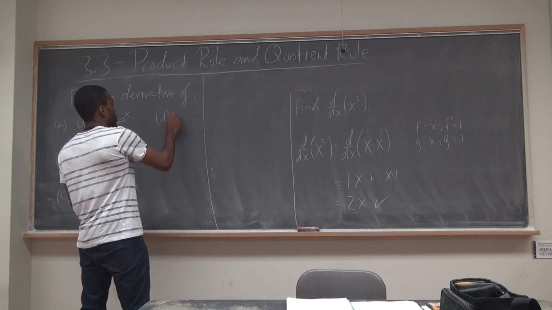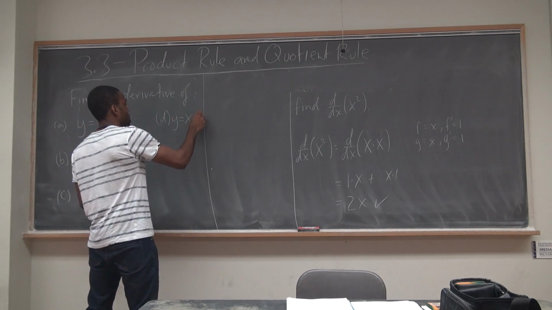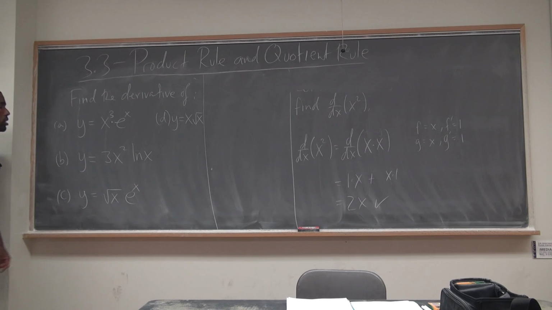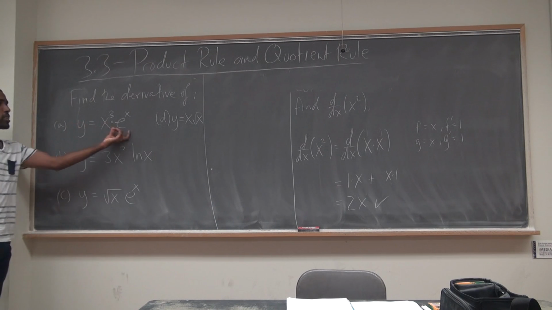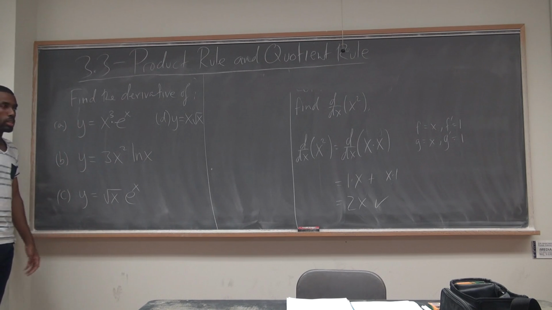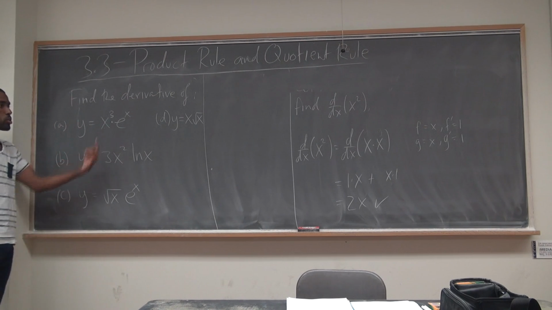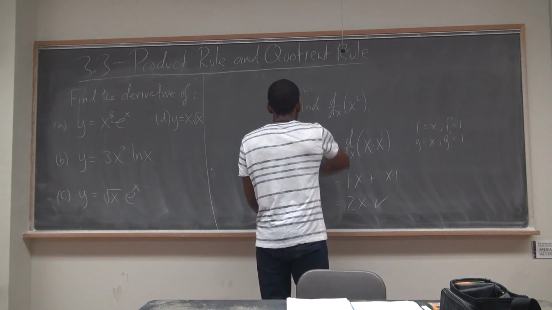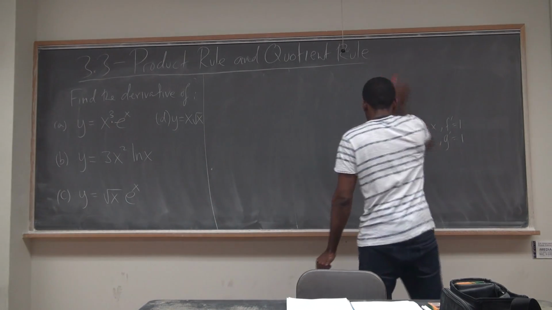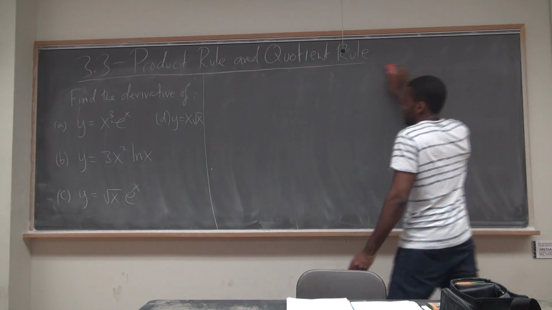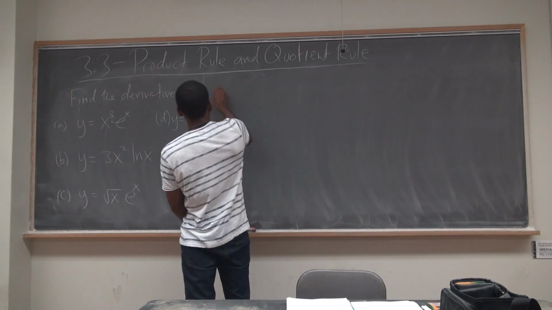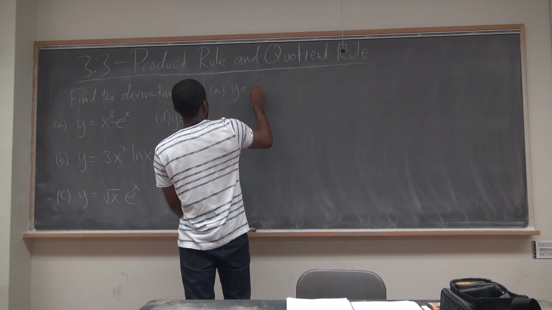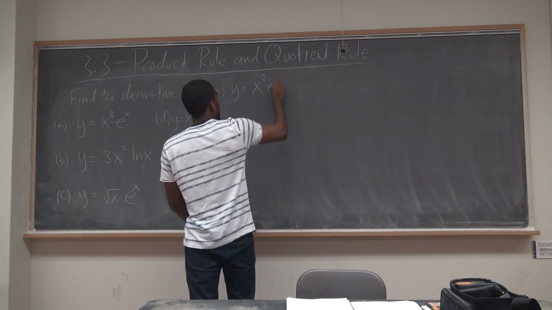y equals x times radical x. So the thing is, I can't just differentiate this and differentiate that and that's your answer. That will end up being wrong. Right? Because it's a product, we have to go through the product rule. So I look at that, I realize it's a product of two different functions. I need to find the derivative of this product. So a, y is equal to x cubed e to the x.